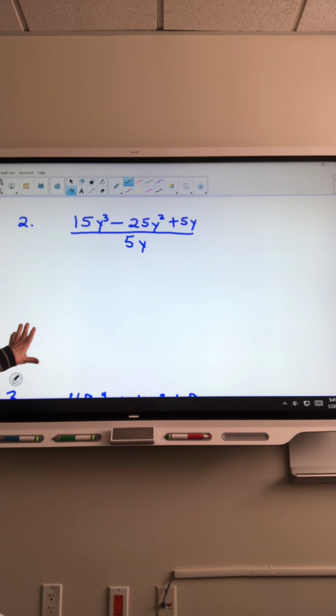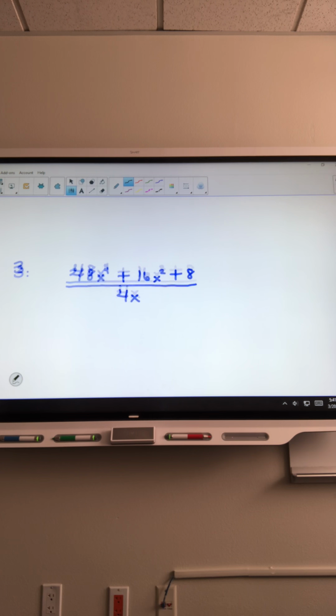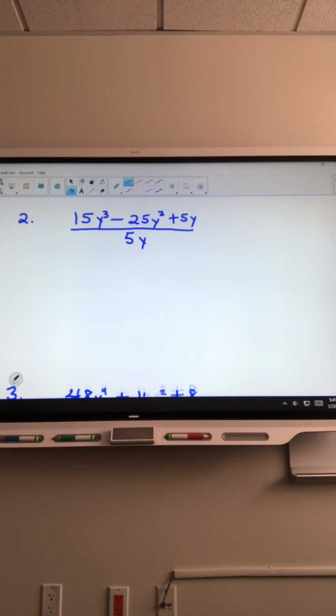So I'm going to give you a minute to do number 2, and then I'll go over it with you. And if you feel confident, go ahead and do number 3 on your own too.